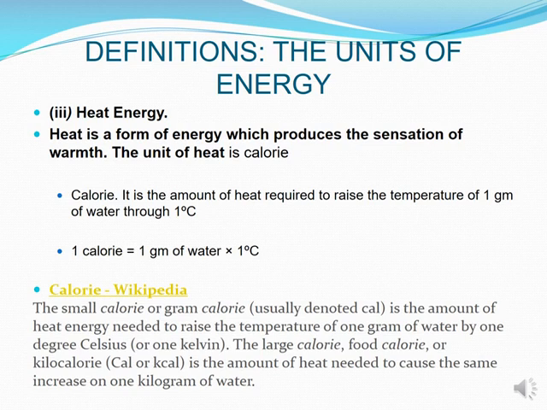So your large calories, just like in electricity where we talked about kilowatt hours, your large calorie or food calorie is called here a kilocalorie, which is kcal. And it is the amount of heat needed to cause the same increase on 1 kilogram of water this time. So you simply divide what you had by 1,000 so that you can get it to be the kilogram.